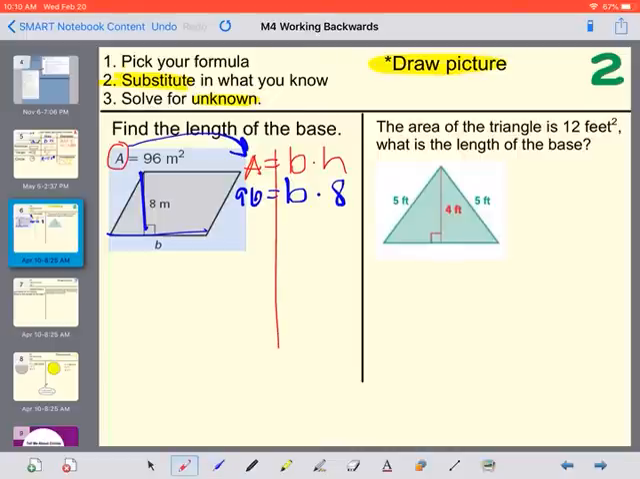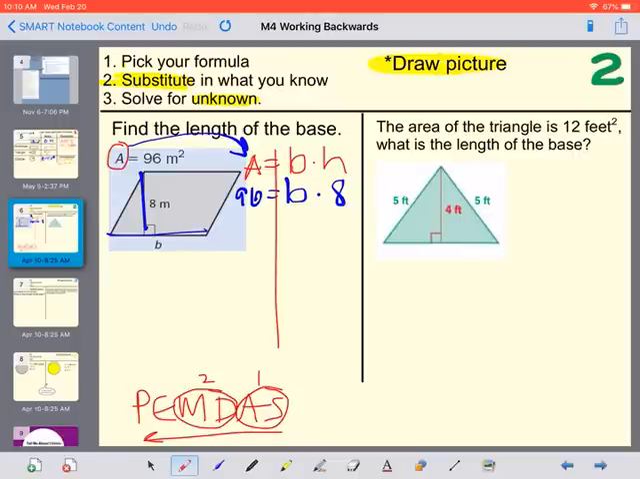So this goes back to order of operations. We are undoing our order of operations. First, we get rid of adding and subtracting. Second, we get rid of multiplying and dividing. And these are opposites. The opposite of adding is subtracting. The opposite of multiplying is dividing. Okay? So here, we have multiplication. So the opposite of multiplying is division.